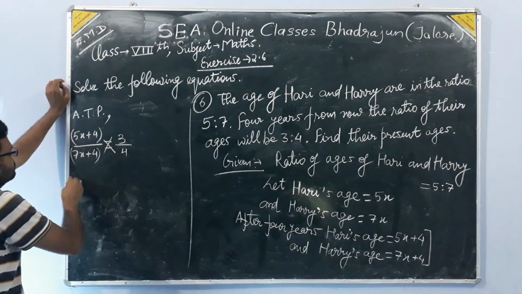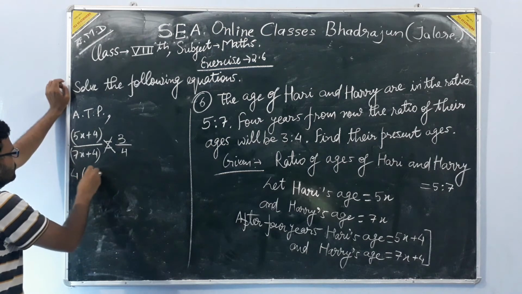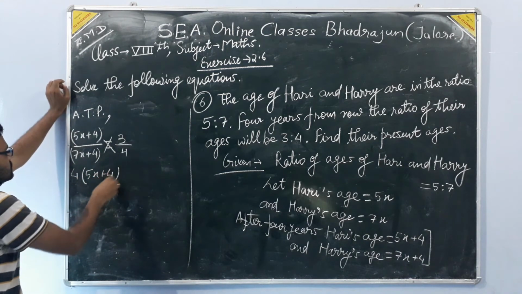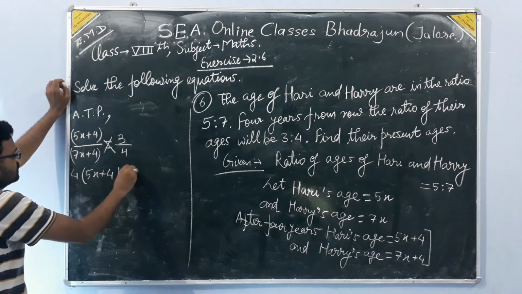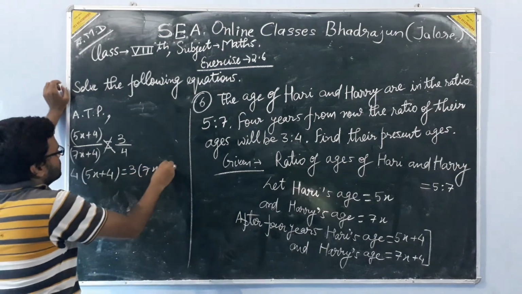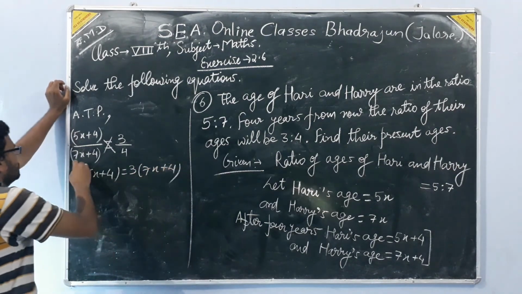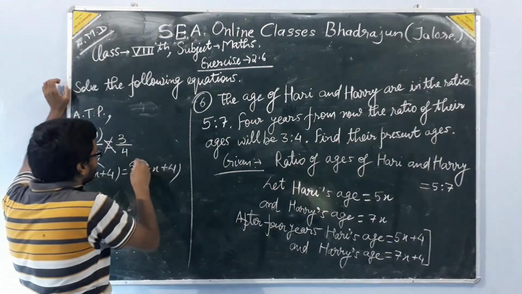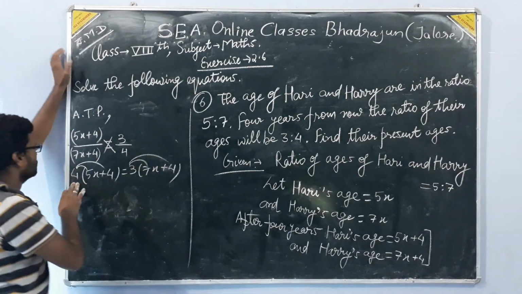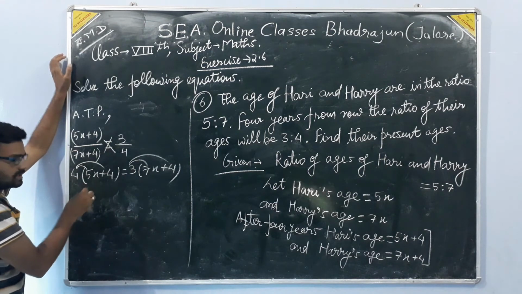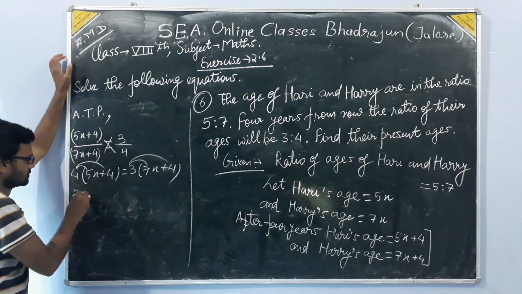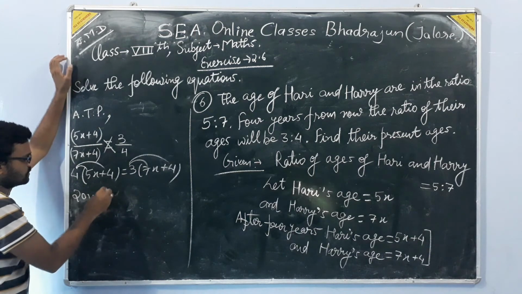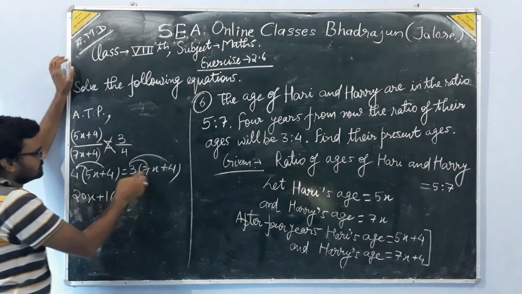After cross multiplying we will get 4 multiplied with 5x plus 4 equals to 3 multiplied with 7x plus 4. Here 4 is multiplied with 5 and 4 is multiplied with 4. 3 is multiplied with 7, 3 is multiplied with 4. 4 5s are 20, this is 20x plus 4 4 is 16 equals to 3 is multiplied with 7.